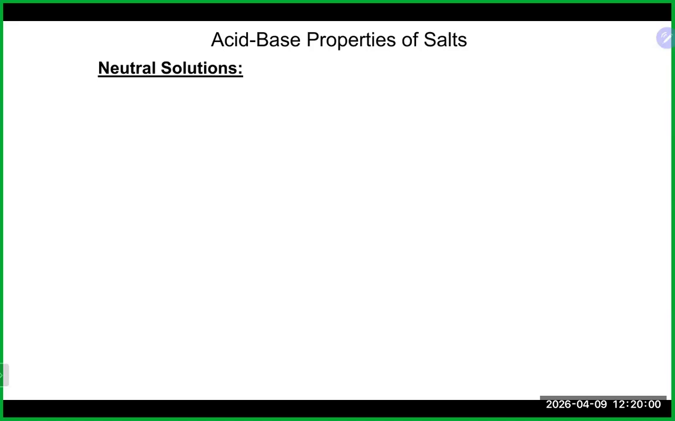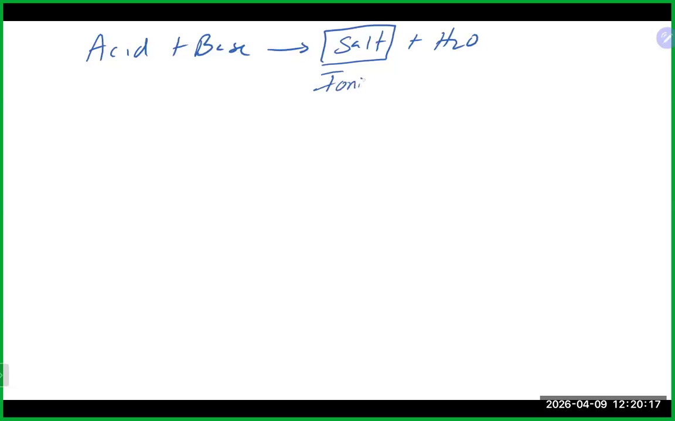So salts, as you hopefully know, are really a byproduct of a reaction of an acid plus a base. And that usually gives you two things, a salt and water, right? And a salt is really just an ionic compound. It is, for all intents and purposes, the old spectator ions that are just hanging out there in the solution as a result of this double displacement reaction that's occurring.